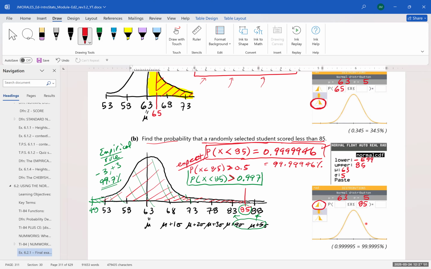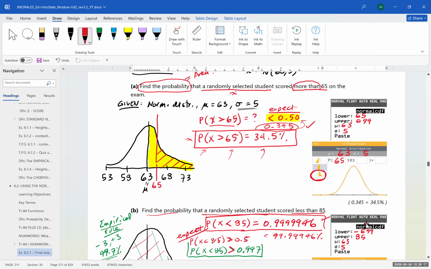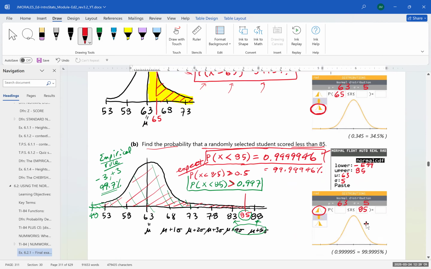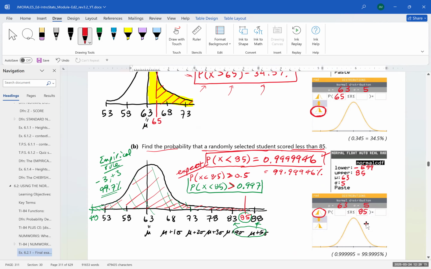Okay, so this is an example of calculating probability by calculating the area under the normal distribution curve of data from final exam scores. And I've demonstrated how to do it with both calculators. Okay, let me know if you have any questions.